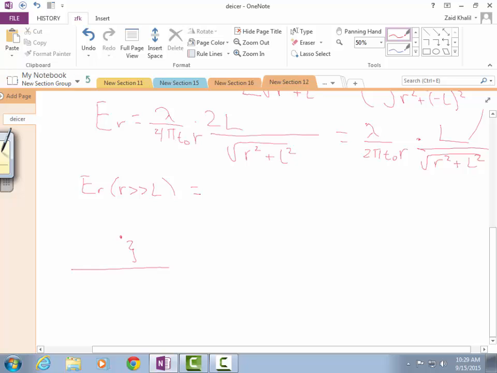So let's take a look. We have lambda over 2 pi epsilon 0 r, and then this is times L. What do I factor out? Focus, Zach. Factor out the square root of r squared, which would be an r, times the square root of 1 plus L over r squared. I just went and jumped ahead.